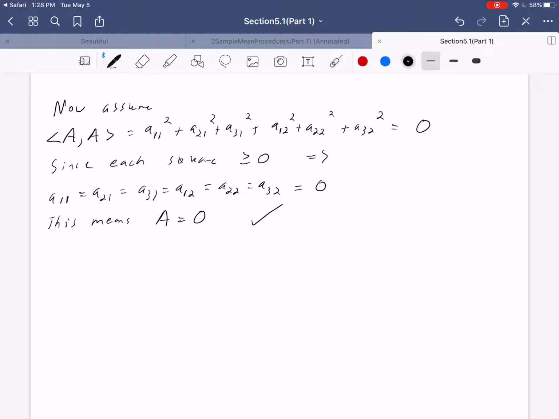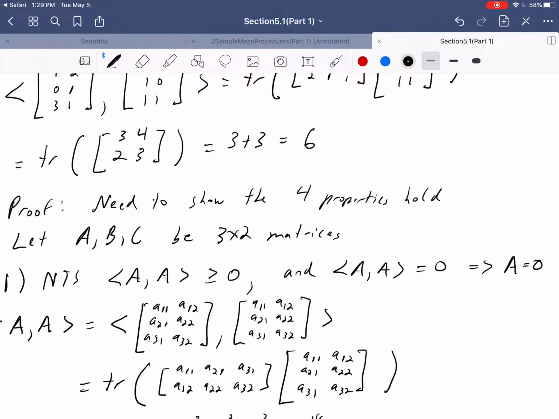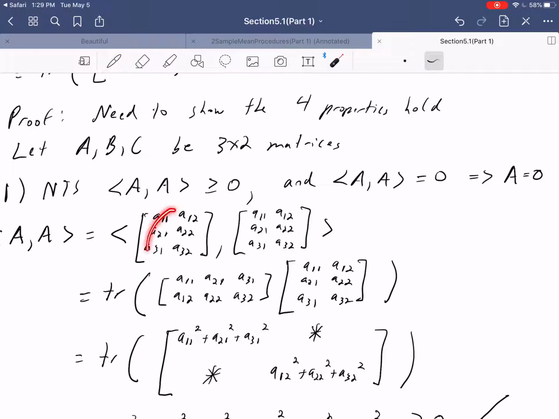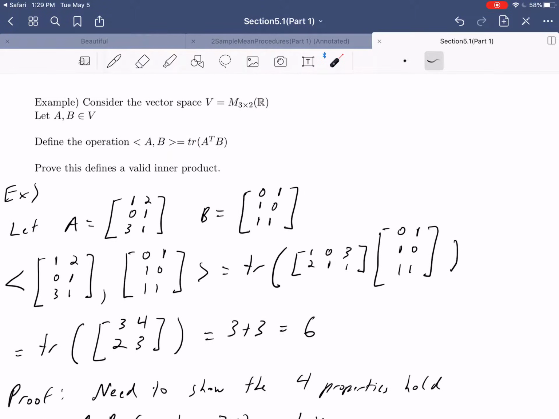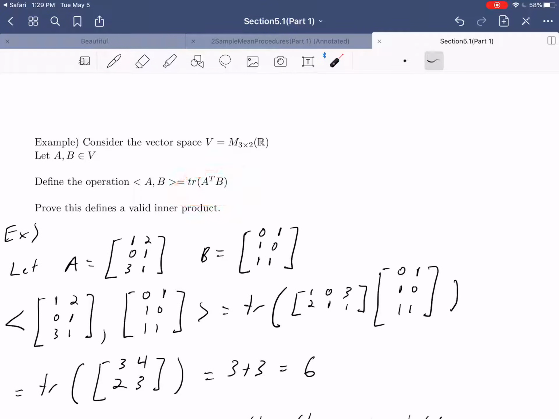Okay, so now let's go on to 2. We need to show that this thing is commutative, that the inner product of A and B is the same as B and A. Now, I will just say, if we look back, we could do the same approach that we just did here. We could define A and B in terms of elements and then just work through all this stuff. But notice that we have this nice closed form here, right? This nice clever way of writing a trace of A transpose B. Let's see if we can just use some properties of trace and matrices to prove this guy.